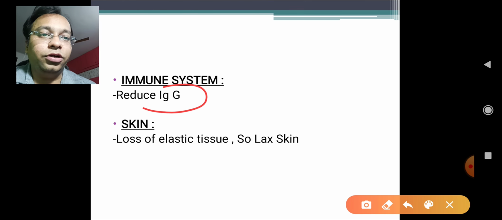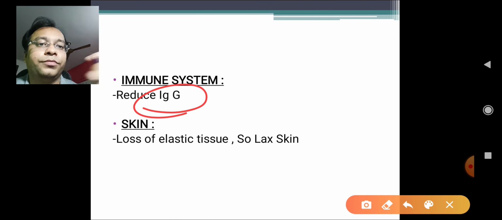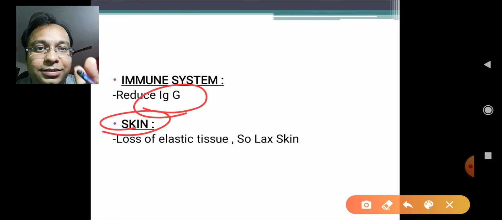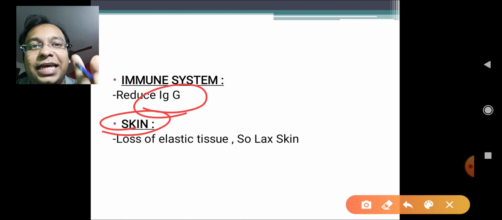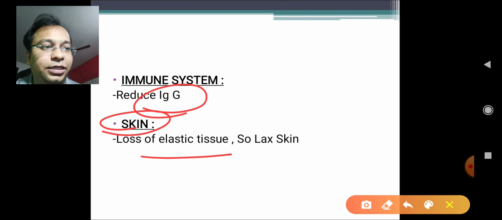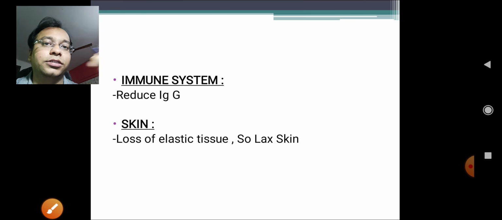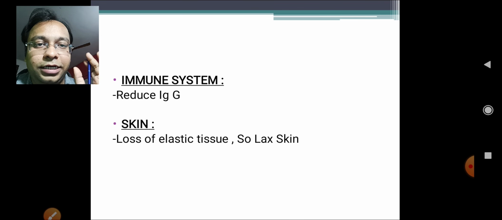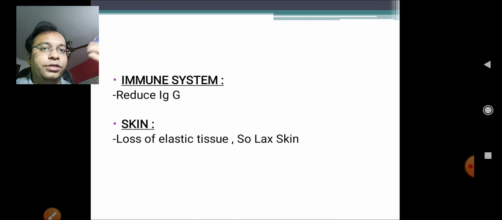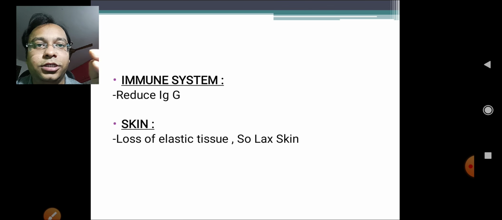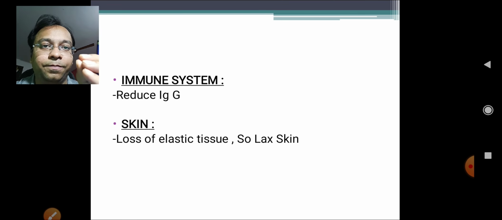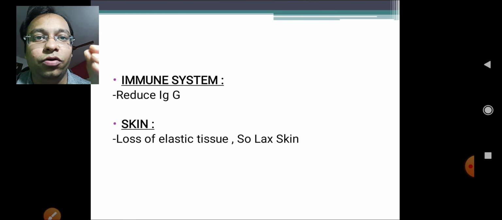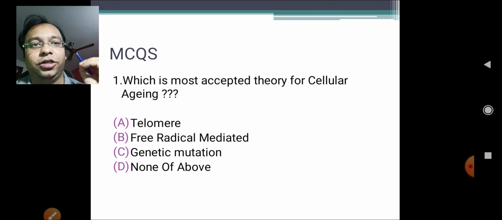Okay. With advanced age, your IgG will be reduced, so your immunity will be low. You will lose the elastic tissue from the skin as well, so your skin will become lax. If you have observed that in old age the skin is lax, that's because of loss of elastic tissue, and that's why there will be wrinkling over the face and body as well. So these are the organ changes that have been observed in cellular aging. We have discussed what cellular aging is, what cellular senescence is, the seven theories of cellular aging, and the organ changes in cellular aging. Now we will see MCQs.